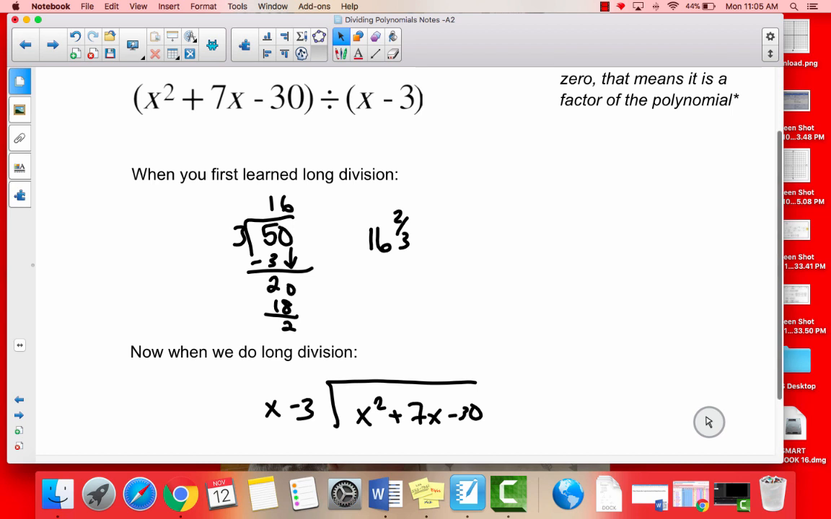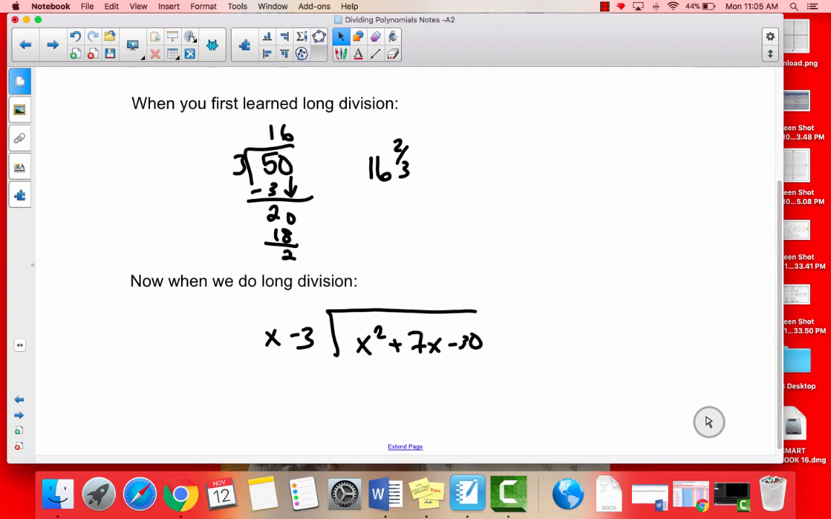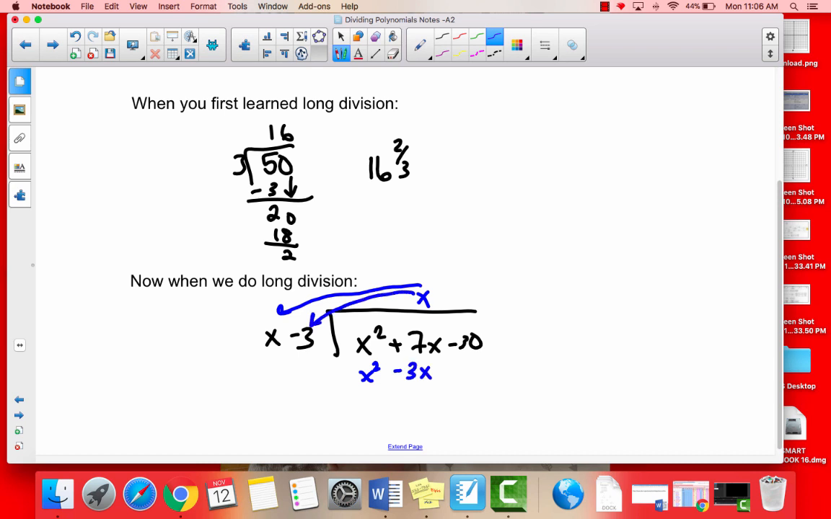So now what you have to do is think about taking this divisor into each of these terms individually. So what I'm going to do is take x times something that's going to get me x squared. Well, x times what gets us x squared? That's an x. Okay. So I'm going to take x times x, that gets us x squared, and then x times negative 3, that gets us negative 3x.